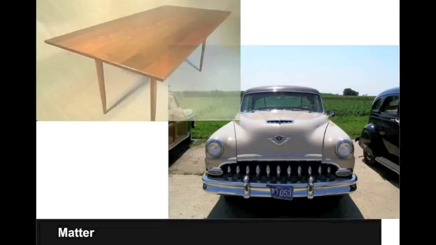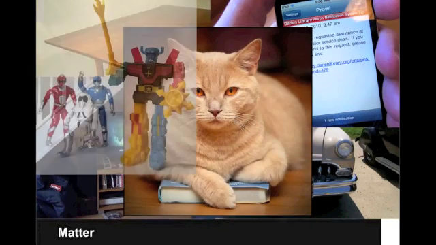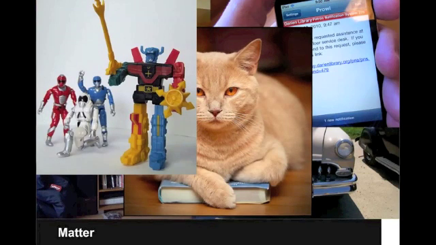So let's get started. Matter, its definition is anything that takes up space, has mass, and properties. Basically, matter is all around you. Anything that's around you that takes up space is matter. It's the stuff all around you. I think about things like cars and tables and TVs and iPods and cats and robots. They're all made up of matter. They're physical things.